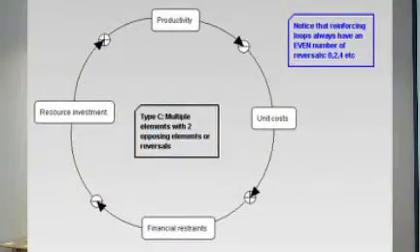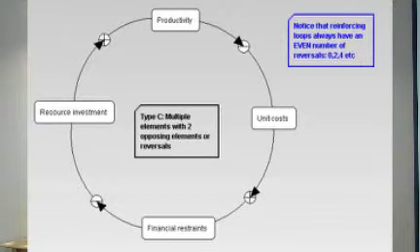We look at the third example. We now have four elements. So here we have productivity. If productivity is good, unit costs go down. If unit costs go down, financial restraints go down, right? Because you're in a more profitable situation. If financial restraints go down, your resource investment can go up. You've got more money, more cash flow, if you like, to invest. And if your resource investment goes up, your productivity will go up. So here you have a reinforcing loop.